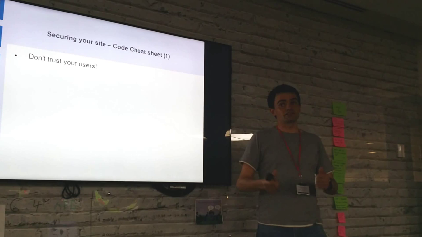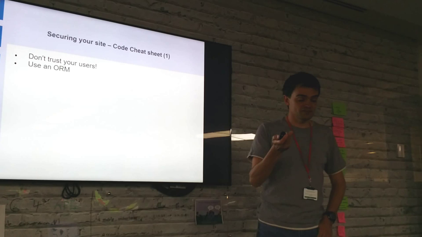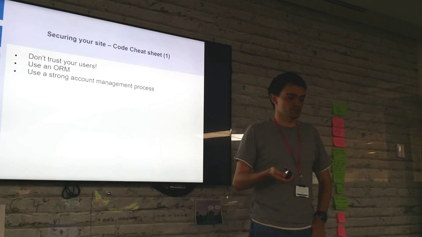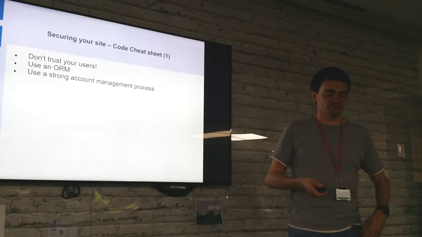Right. So core concept one, don't trust your users. Validate all input. Use an object relational mapper or stored procedures for your data to protect against SQL injection. So just doing a review of everything we've done. Using a strong account management process. Work out if bits of your account management process could actually cause vulnerabilities in other people's account management processes, or theirs could cause vulnerabilities in yours. Use captcha and throttling for any part of that surface area.